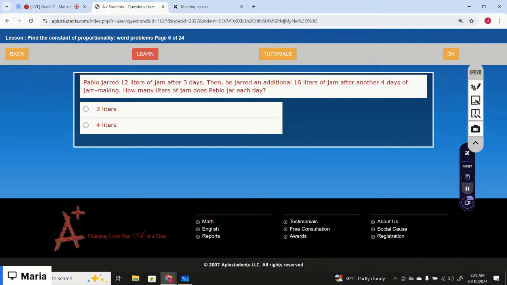Pablo jarred 12 liters of jam after 3 days. Then he jarred an additional 16 liters of jam after another 4 days of jam making. How many liters of jam does Pablo jar each day? Which is the correct option?